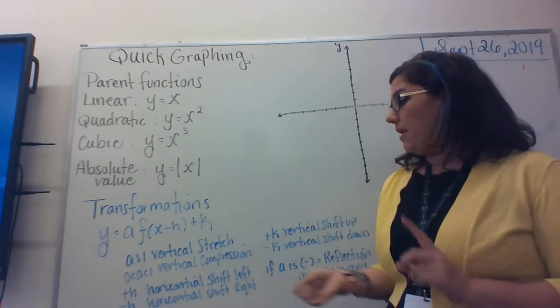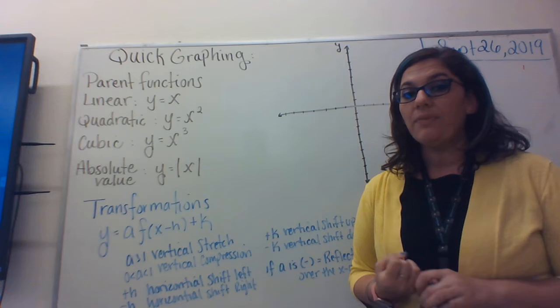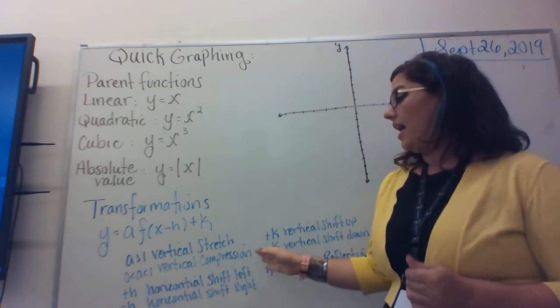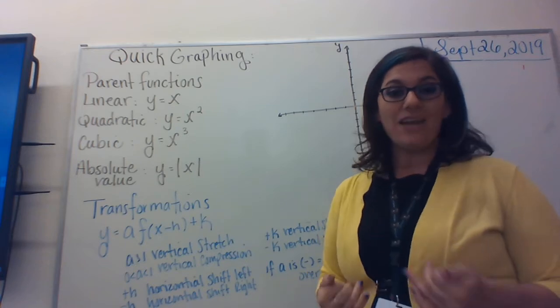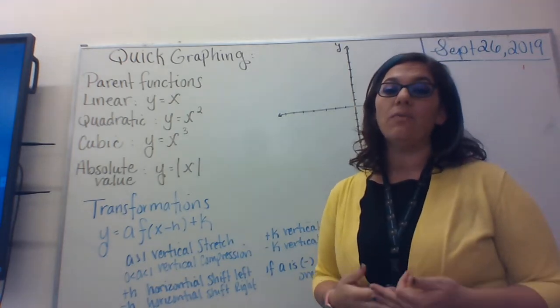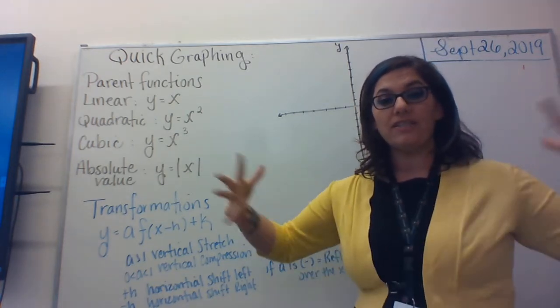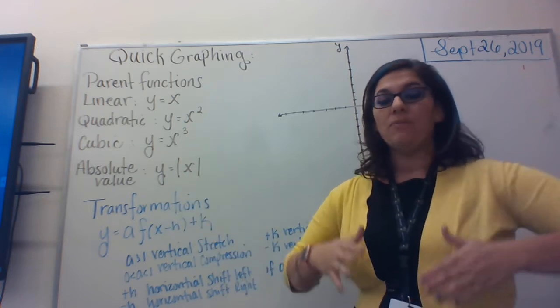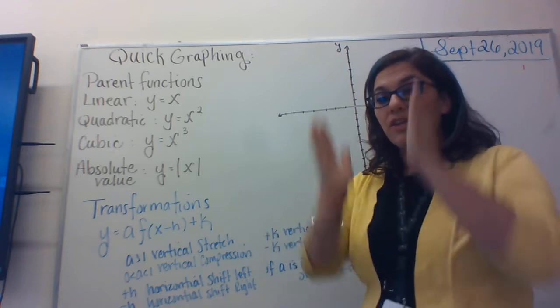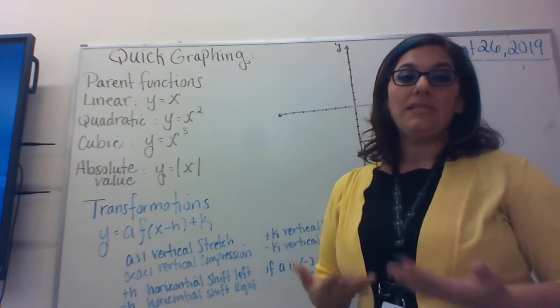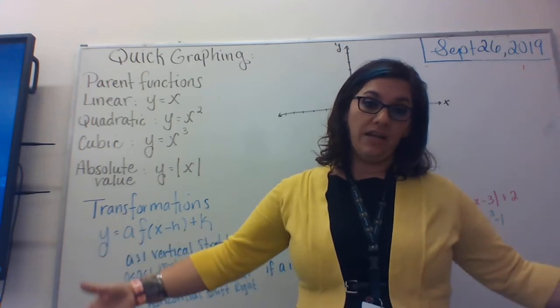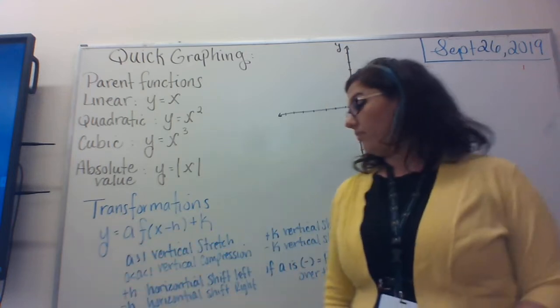So we're going to start talking about how if the a is greater than 1, we have vertical stretches, by whatever the a is. If a is a fraction less than 1, so between 0 and 1, I have a vertical compression. This is where the graph gets fatter. We talked about metabolism speeding up. If my metabolism is 10 times faster, I would be nice and skinny. If my metabolism was 10 times slower, I would be 10 times wider.